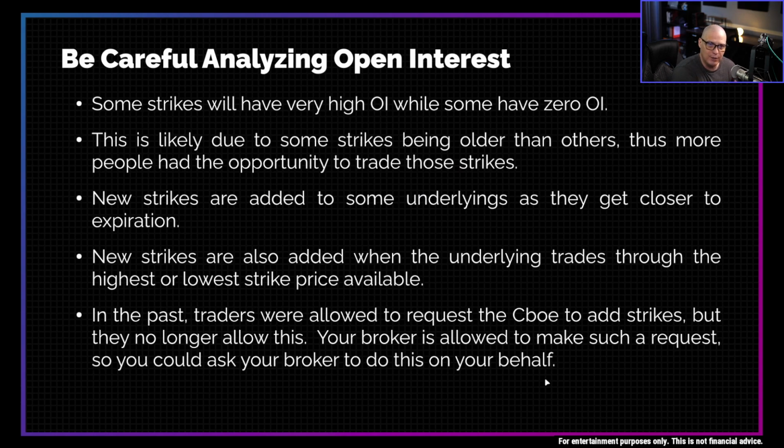You need to be careful when you're analyzing open interest, because sometimes you'll open up an options chain and some strikes are going to have a very high open interest, and then other strikes will have a zero open interest. Why is that? Well, this is likely due to some strikes being older than other strikes, because the exchanges add new strikes every so often. And because some of the strikes are older, more people have had the opportunity to trade those strikes. So naturally, open interest is going to be much higher on the strikes that have been around longer than the newer strikes. I can actually show you this in action.